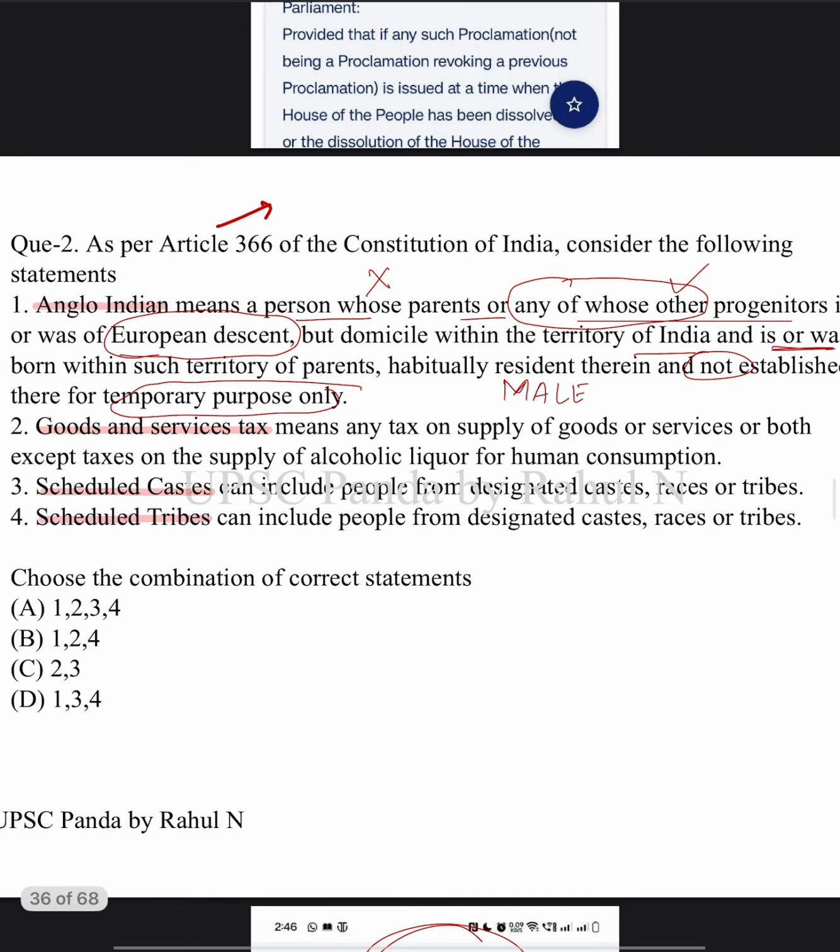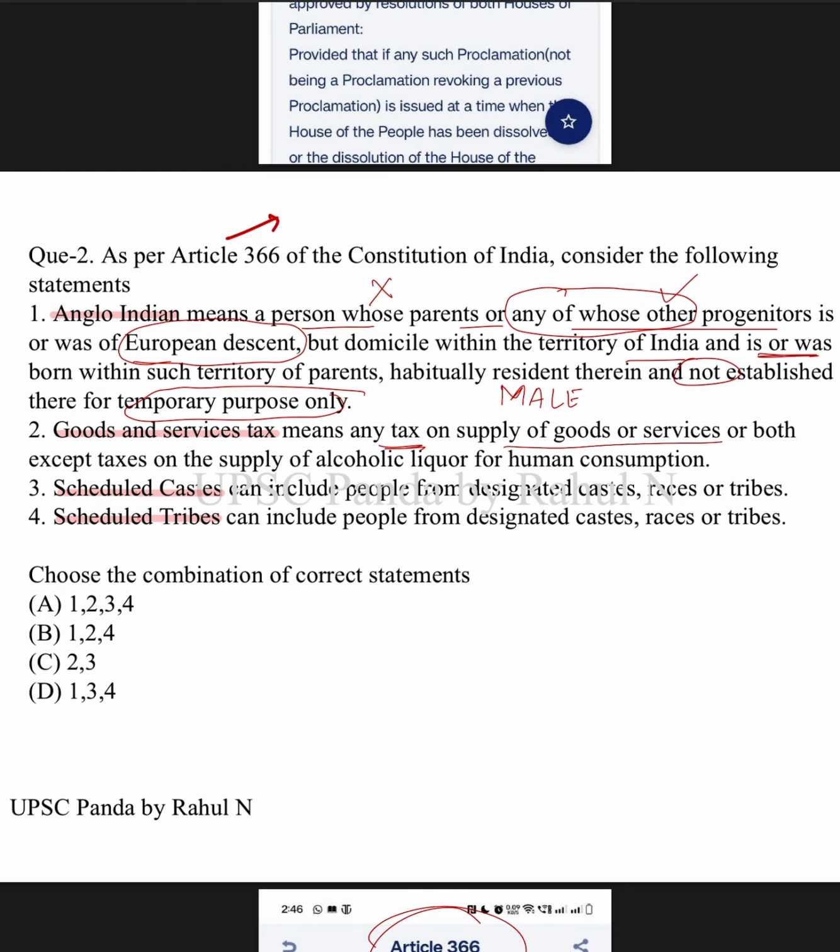Okay? Then it says the goods and services tax means any tax on supply of goods or services or both, except taxes on the supply of alcoholic liquor for human consumption. So the Constitution of India has said that GST will not be levied on human consumption of alcohol. That has been kept outside the GST by the Constitution of India.